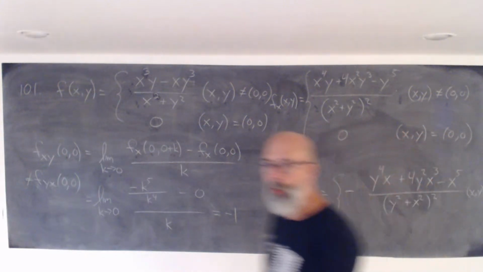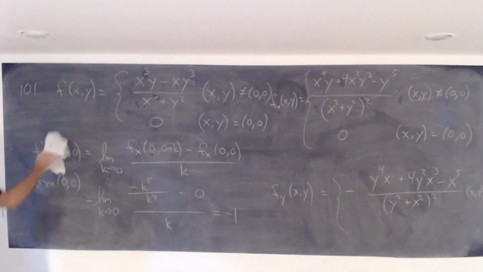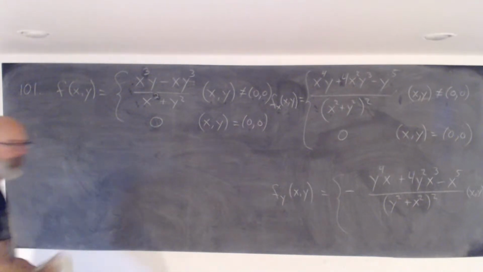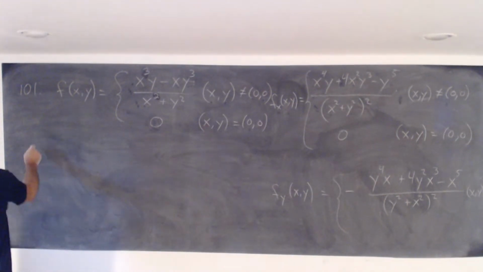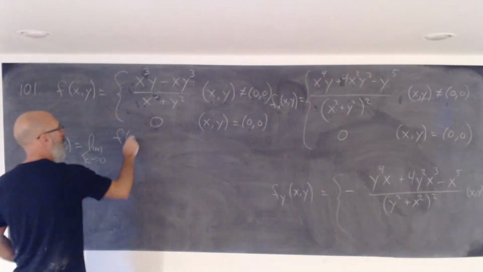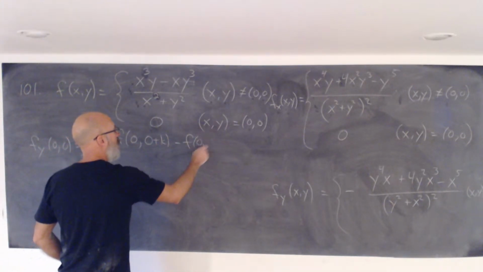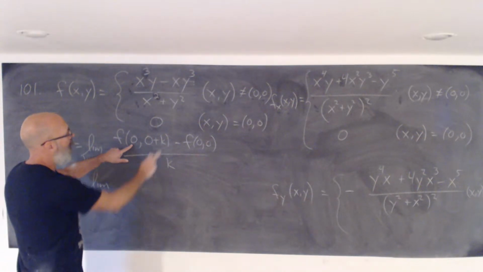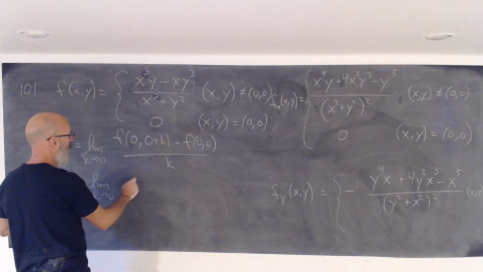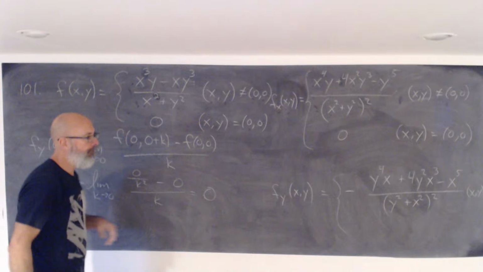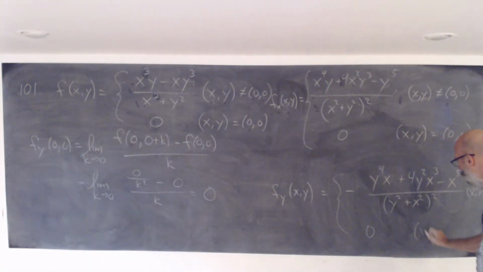And if you work out the partial derivative of f with respect to y at the origin, let's do that. The partial derivative in y at the origin is the limit of f of 0, 0 plus k, minus f of 0, 0, over k. If x is 0 and y is k, that's 0, so it's again 0 over k squared minus 0 over k, which is 0. So the derivative at the origin is 0.